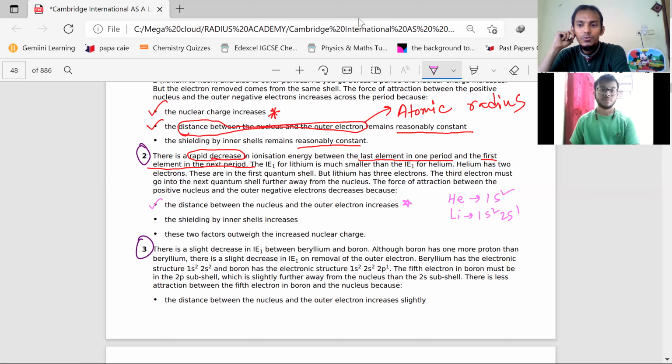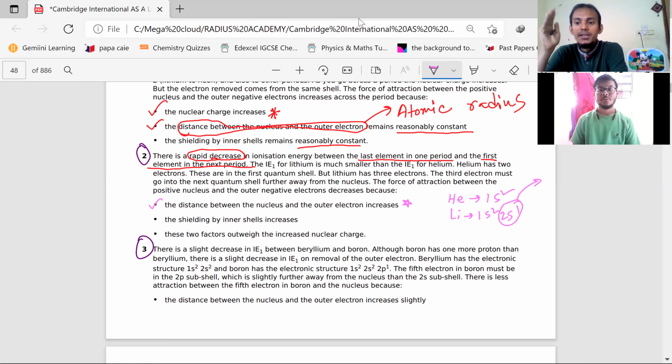It will be very easy to remove the electron from lithium because the outer electron is far away from the nucleus. If we compare with helium, helium's electron is very close. It is in the first quantum shell. So that is the main reason for that dramatic decrease. Number two, the shielding by inner shells increases. See, helium doesn't have any electron in the inner shell, whereas lithium's outer shell electron, which is removed, will get shielding from this 1s2, the principal quantum shell's electrons.